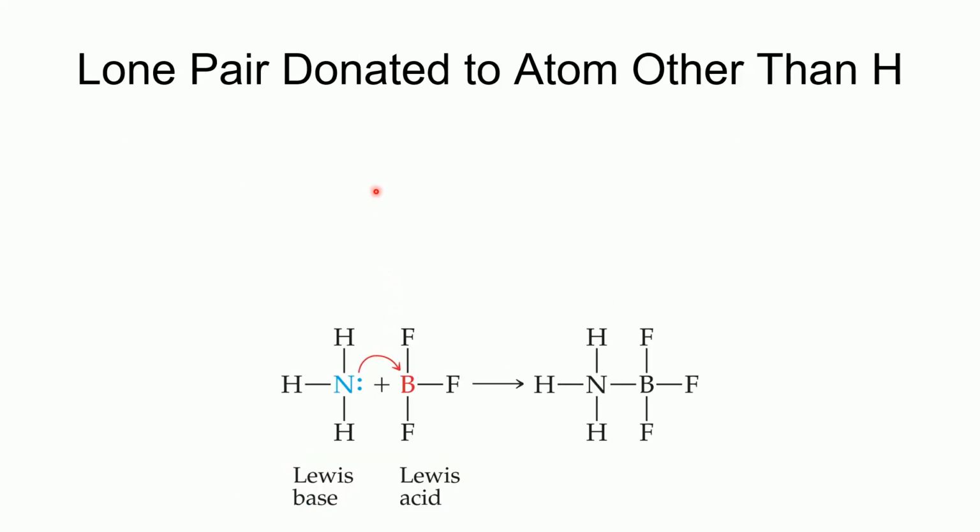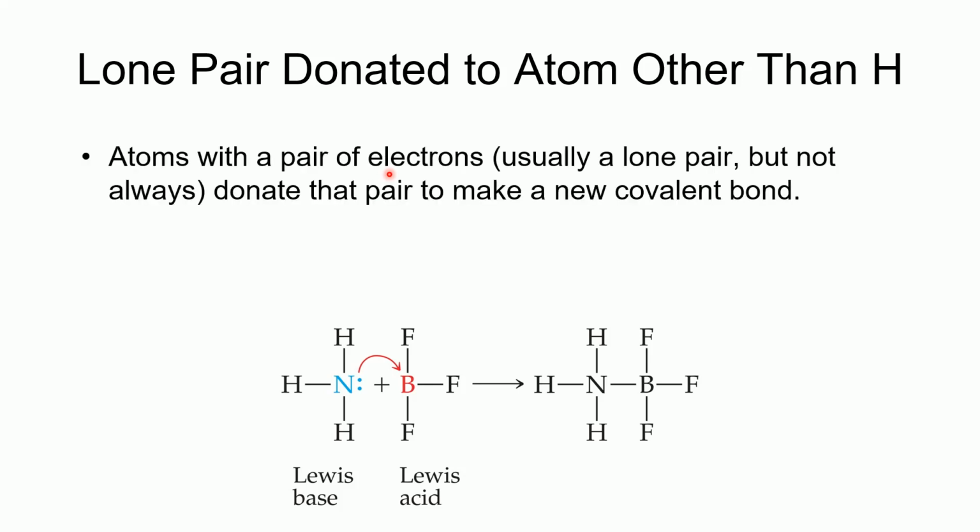Now, if we have something other than hydrogen that is accepting the pair of electrons. So atoms with a pair of electrons, it's usually a lone pair, but that is not always the case. Sometimes it can be something else, like a pi bond. If you're curious about this, we're going to see this in organic chemistry. So usually it's a lone pair of electrons, but it can be something else technically. It donates that pair of electrons to make a new covalent bond.